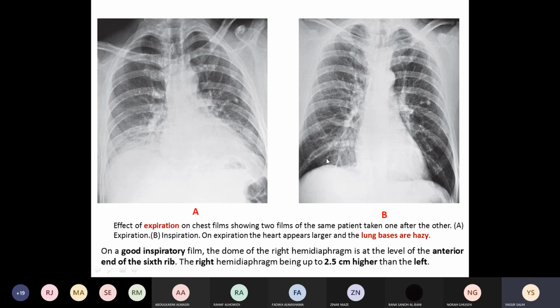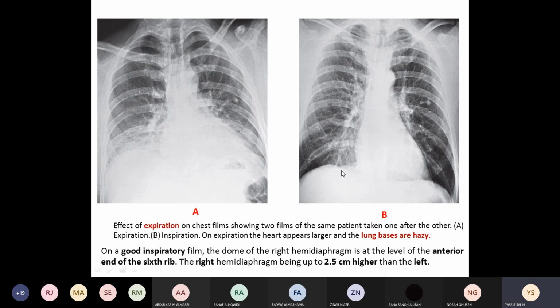If there is a lesion here or here in the base of the lung, in this adequate inspiratory film, the lesion may be easy to detect. But if there is, for example, pneumonia in this area, it is difficult to be seen because there is haziness or blurring of the base of the lung. This is not a pathological blurring. This is due to technical error, due to an expiratory film. Therefore chest X-ray should be done in inspiratory film.